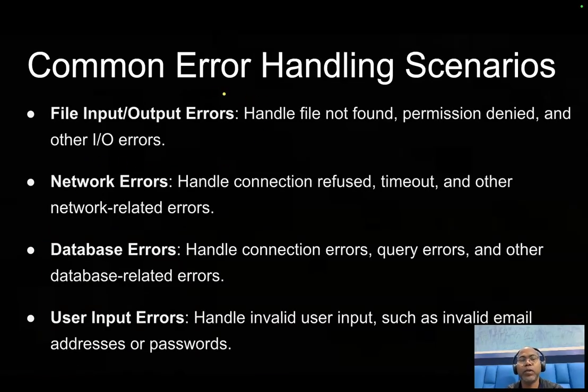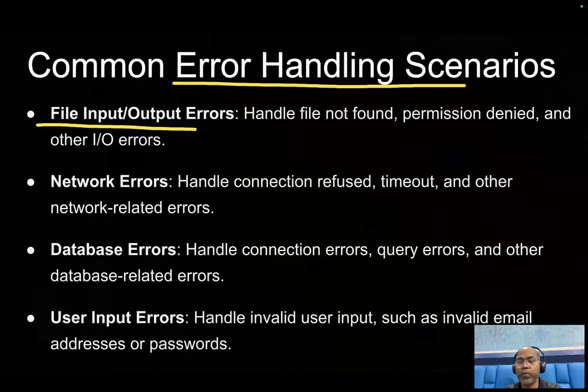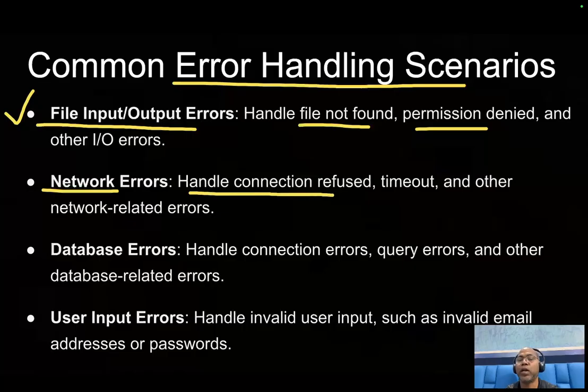So these are some common error handling scenarios. Whenever you are working on file input output, which we have not covered till now but are going to cover, whenever you open a particular file, the file may not exist, or there may be a permission denied issue, or some IO exception. In this scenario, you must handle your exception. Maybe you are working with a network, connecting to a remote server or database server, and there may be a timeout issue or network related issue. You have to handle network errors as well.